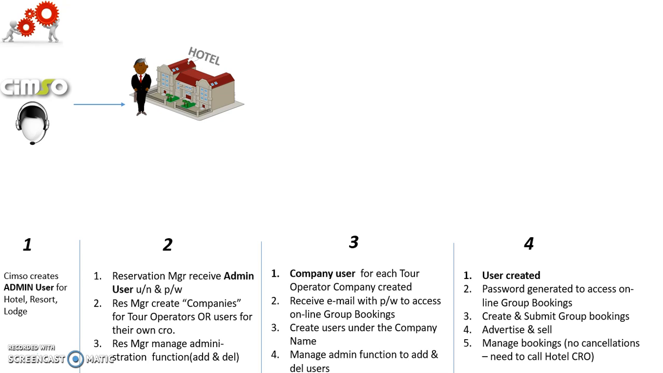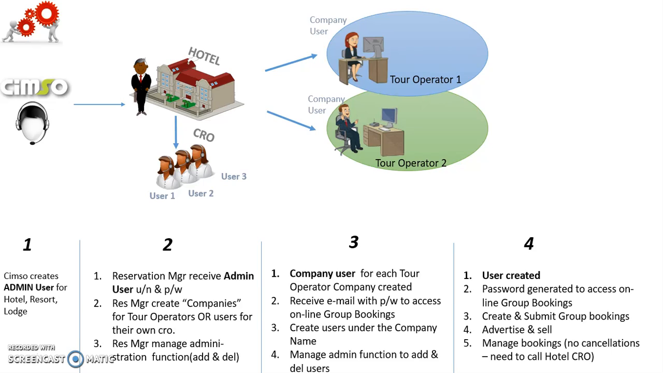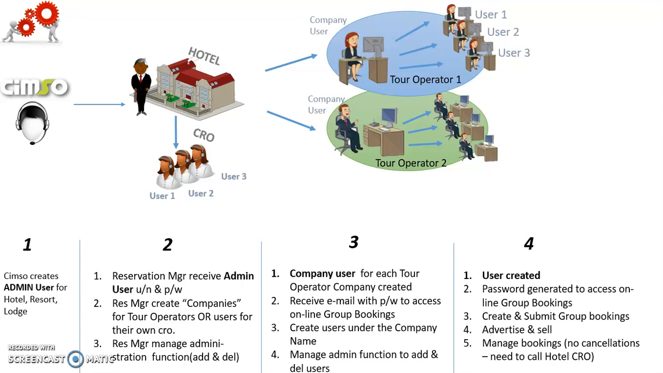And to summarize the process up to now, we started with Kimso creating and sending a password to the reservation manager at the hotel as a first step. The second step, the reservation manager was now able to create their own CRO users to make group bookings. The reservation manager also created tour operator companies that can make online group bookings. We then logged in as a tour operator company and created more users to help them scale in making more group bookings for the hotel, group or for the resort.